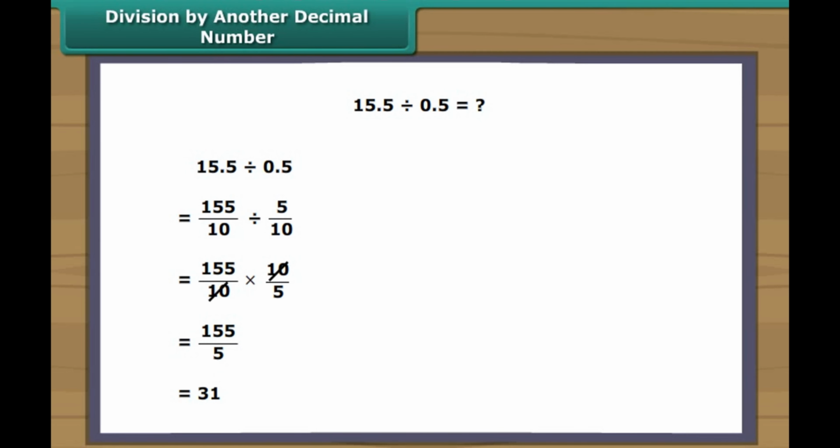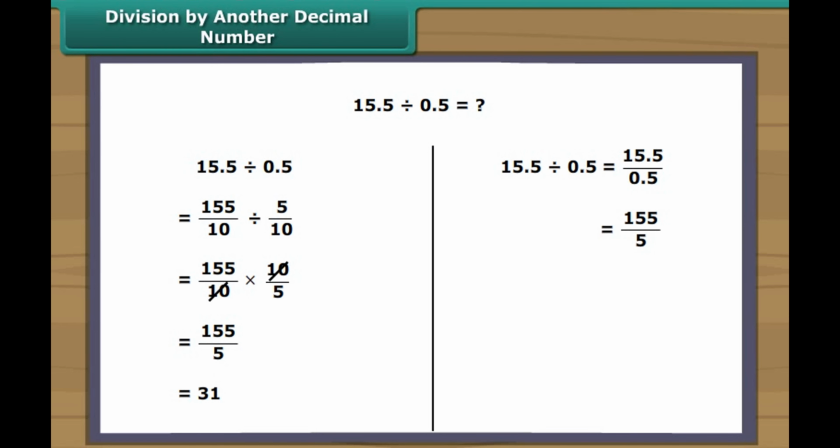We observe that the decimal point was shifted to the right in 15.5 to make it 155. So, there was a shift of 1 decimal place to the right in 0.5 also to make it 5. Thus, we can write 15.5 divided by 0.5 as 155 divided by 5, which gives 31 as the answer.